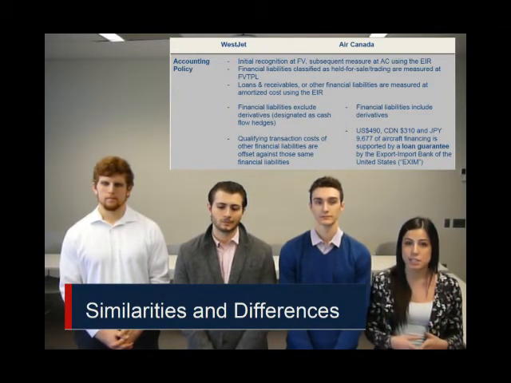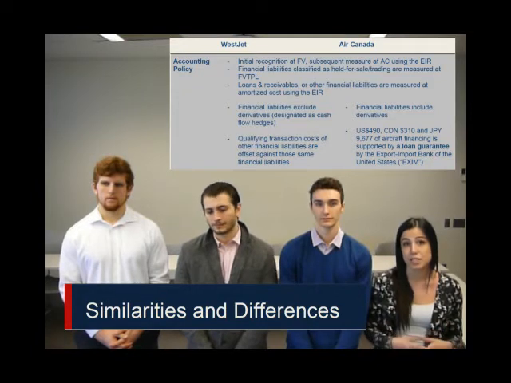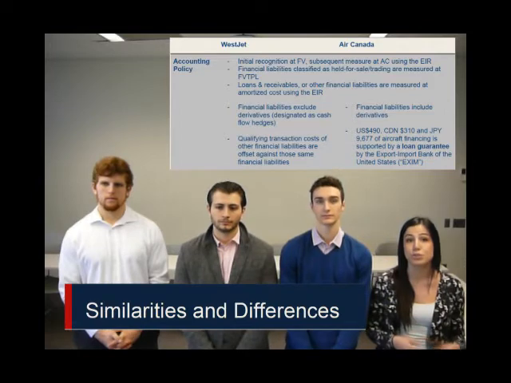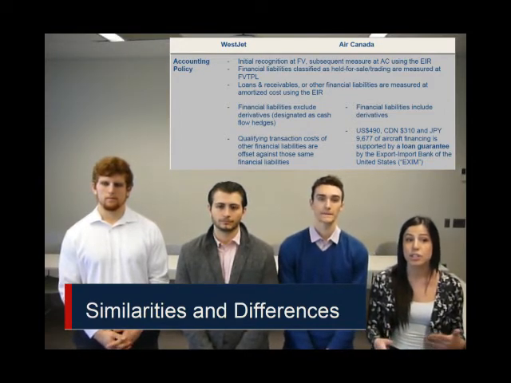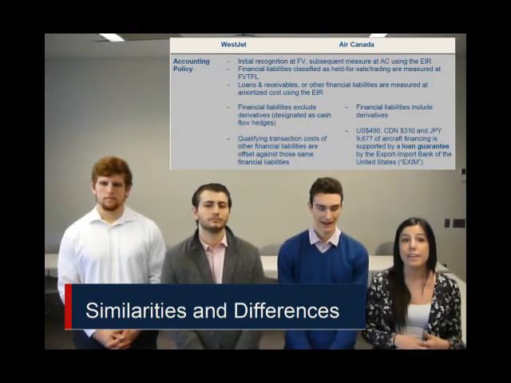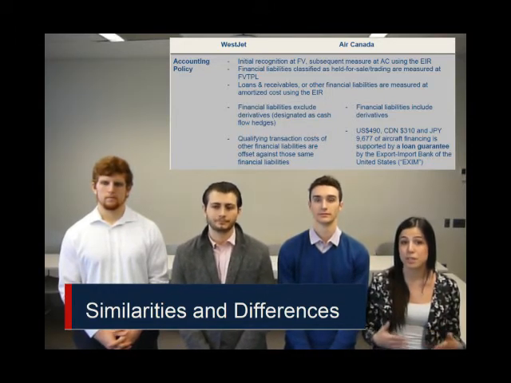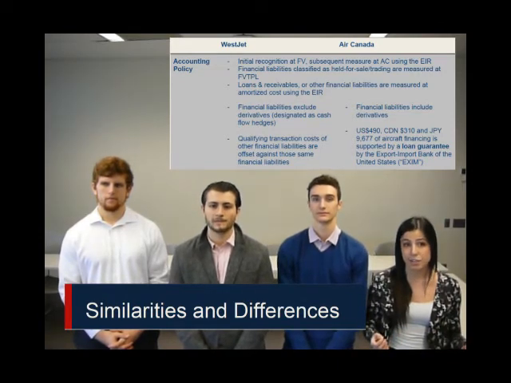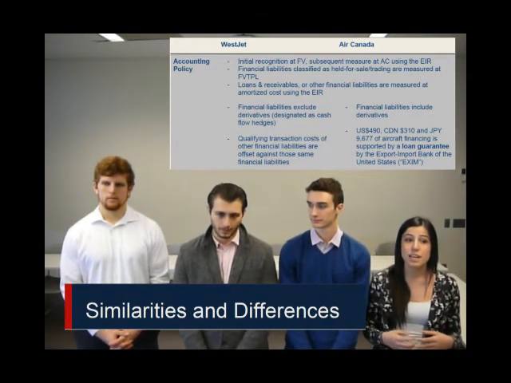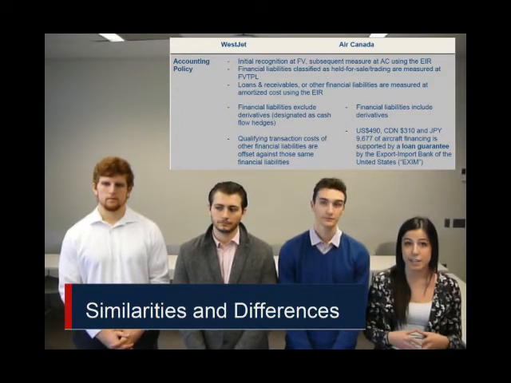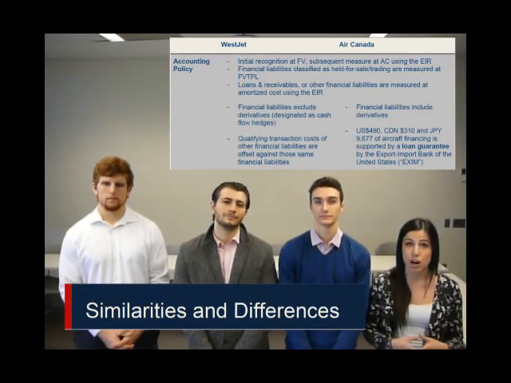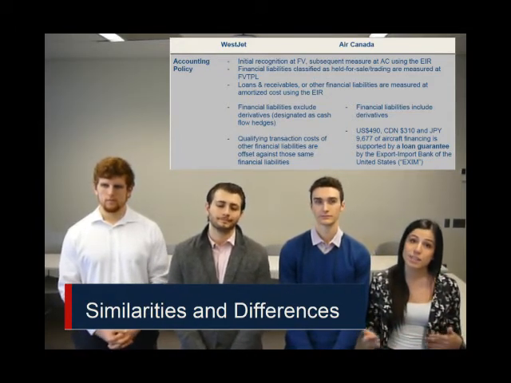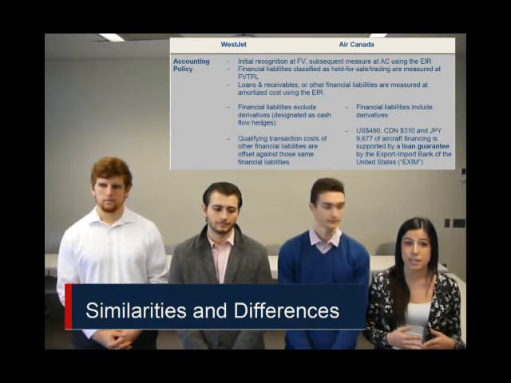Now, let's look at a few of the differences that I saw that were highlighted within the financial statements. Primarily, WestJet has financial liabilities that exclude derivatives. Their derivatives are actually used through cash flow hedging, whereas Air Canada includes their derivatives within their financial liabilities. And back to WestJet, they use their qualifying transaction costs of their financial liabilities to offset against the same financial liability. We talked about transaction costs, and this was something that was pulled up in WestJet, but in the disclosure of Air Canada, there wasn't any specific way that was stated.